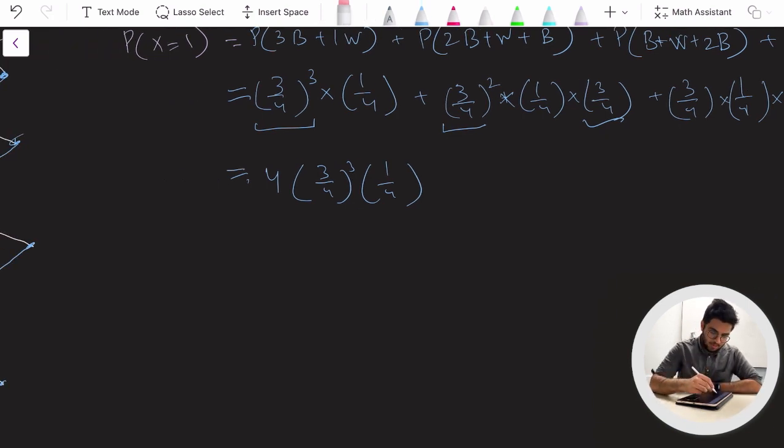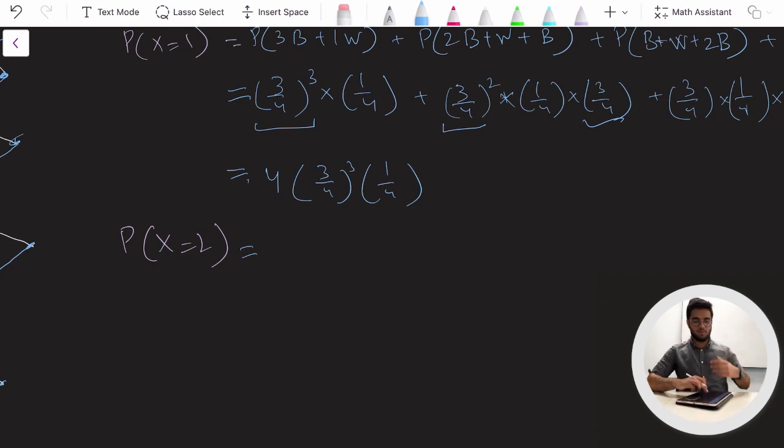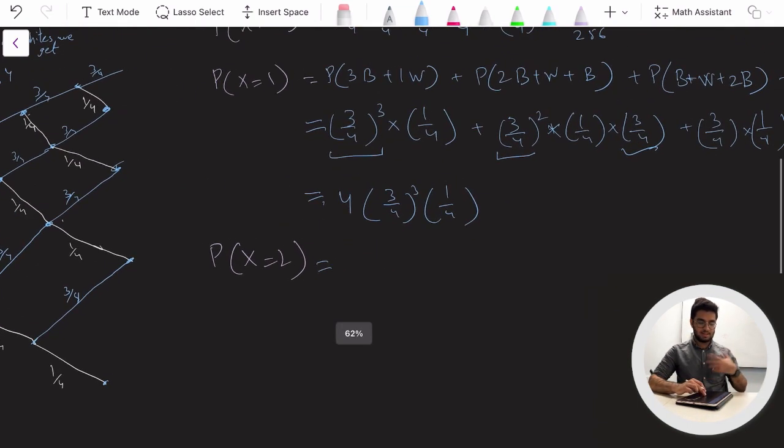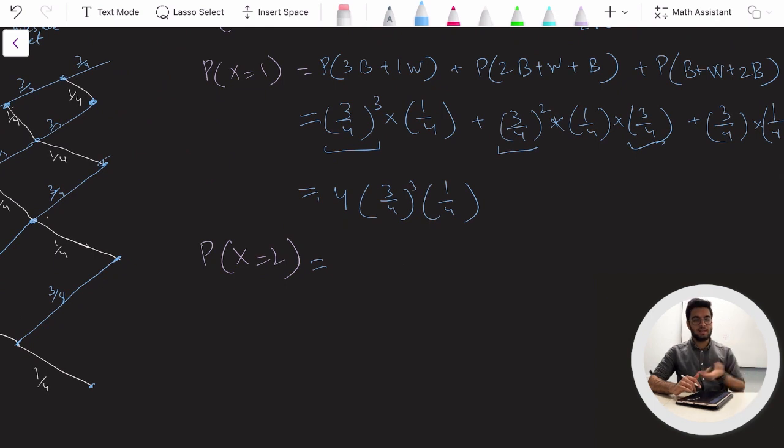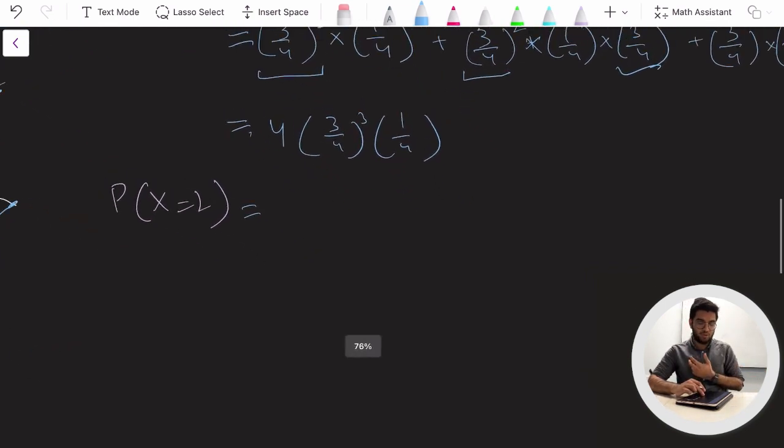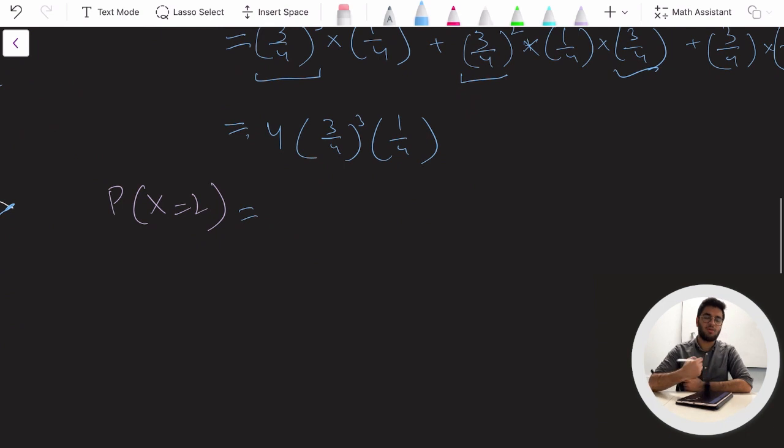And then moving on, you have your probability that x equals 2. There are even more ways to get that. You can get 2 blues and then 2 whites, or a blue, a white, a blue, a white, or a white, a blue, a white. So there are many possible ways to orient that. If you count all of them, this is what you will get.